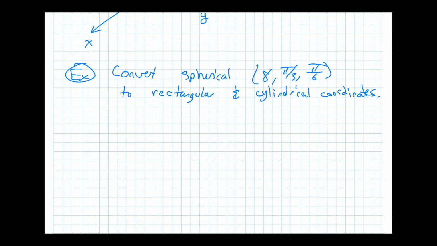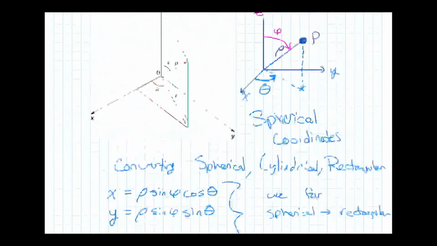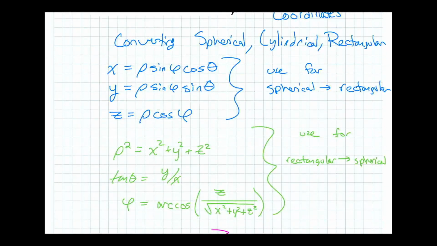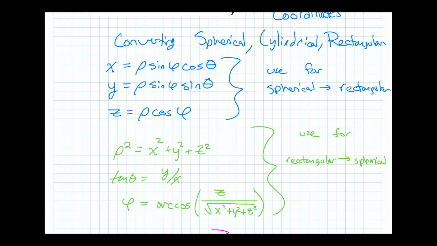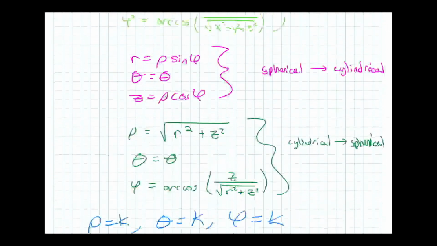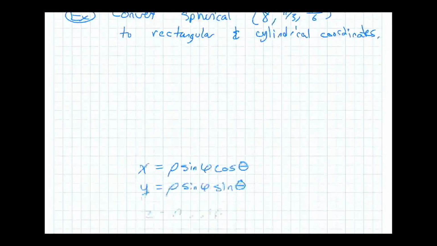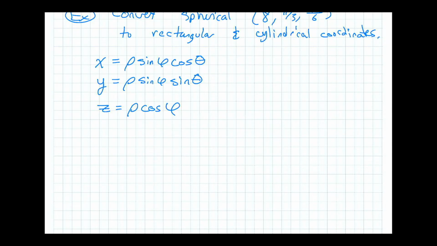All right, so how would you do that? We know that this is rho, theta, phi. What we're going to do is figure out the right conversions. To convert to rectangular, those are going to be this top group. This is for spherical to rectangular. We're going to use these, so you put in your numbers.